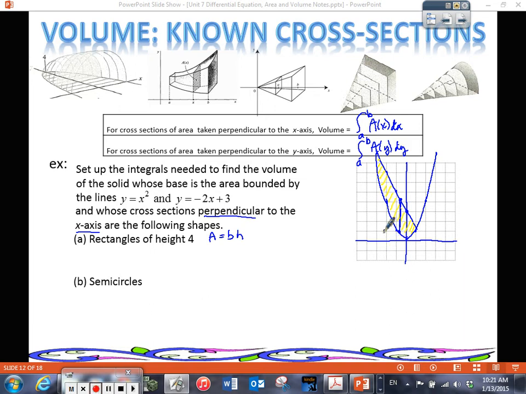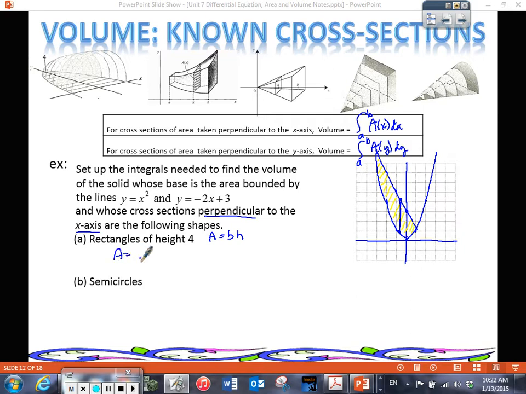You with me? That would get rid of this piece that we don't want to calculate, and it would give me only the yellow. So I take the equation of the line and I subtract out the equation of the parabola. And that gives me that space that I want. So my base I would represent by, so let's just draw our formula out.